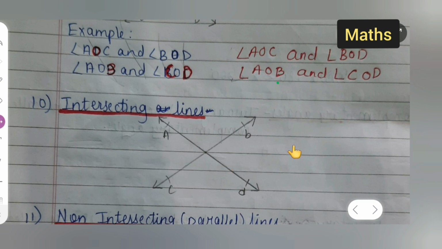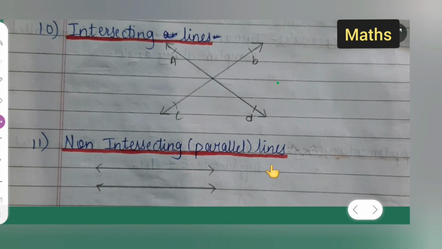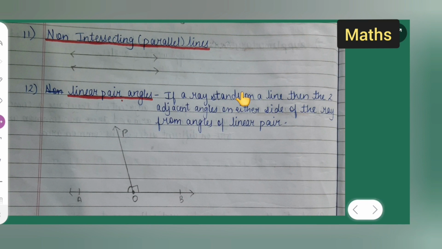Next, moving towards the non-intersecting parallel lines. These are the non-intersecting parallel lines. These are the two lines and they do not intersect any other line. They are just parallel to each other like this. They don't intersect each other. These are called non-intersecting parallel lines. Next, moving towards linear pair. Now let us see linear pair angles.